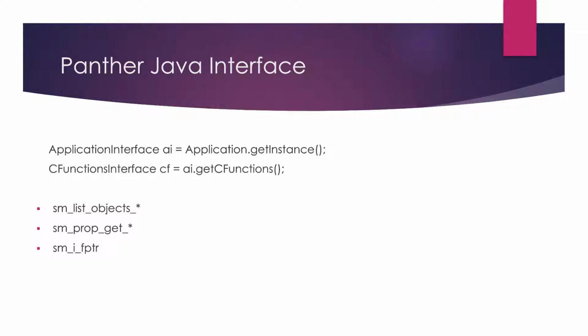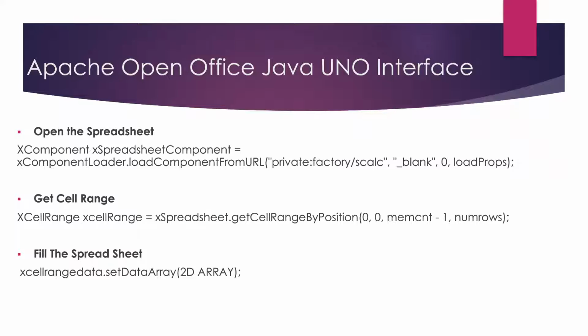These are the Panther Java interfaces that are involved. You can see SM list objects, where we can list all the widgets that are present on the Panther screen, SM prop get to get the ID of it, and SMI FPTR to get the value which is present in the widget. Now coming to Apache OpenOffice Java UNO interfaces.